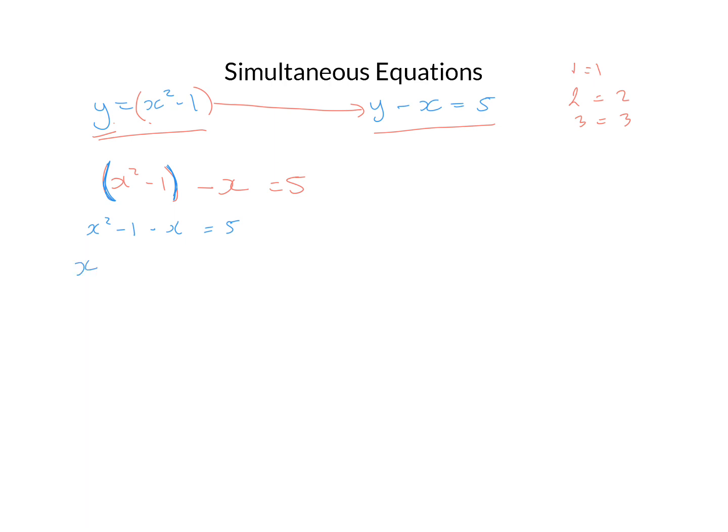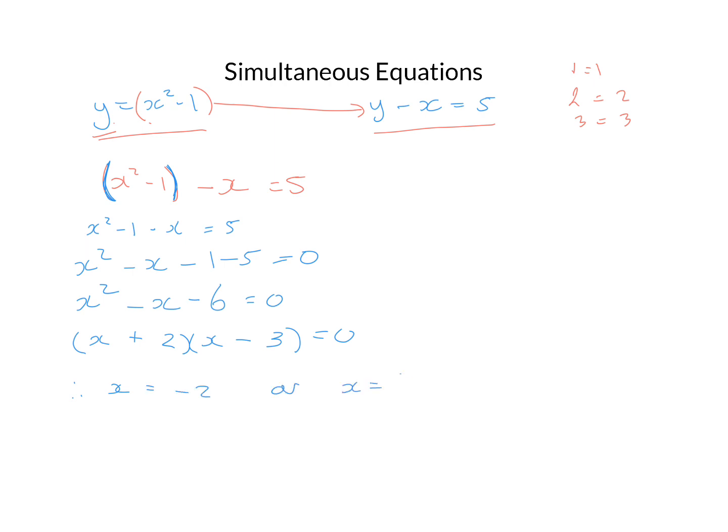Because of the x squared, it's definitely going to be a quadratic. Minus x minus 1 minus 5 equal to 0. Simplify that expression. Minus 1 minus 5 is minus 6 equal to 0. And so I end up having to factorize again: x and x, 3 and 2. What do I want? I want a negative 1, so that's got to be negative and that's got to be positive. So therefore x is equal to minus 2 or x is equal to 3.